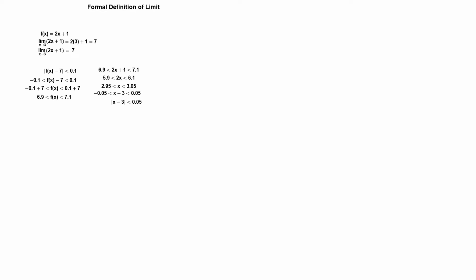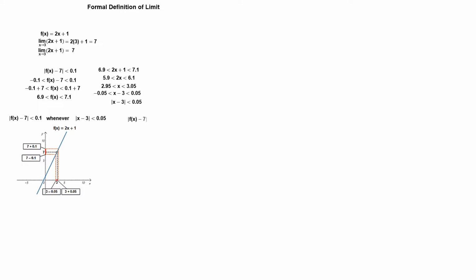We can say that if x is a number different from 3, such that its distance from 3 satisfies the inequality, the distance from x to 3 must be less than 0.05, then the distance of f from 7 is guaranteed to satisfy the inequality: the distance from f to 7 must be less than 0.1. The graph illustrates the limit. An equivalent formulation of our problem is writing the last expression as follows. f of x will differ from 7 by less than 0.1 whenever x differs from 3 by less than 0.05.